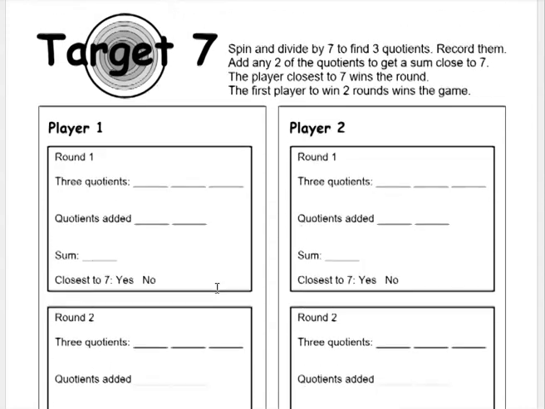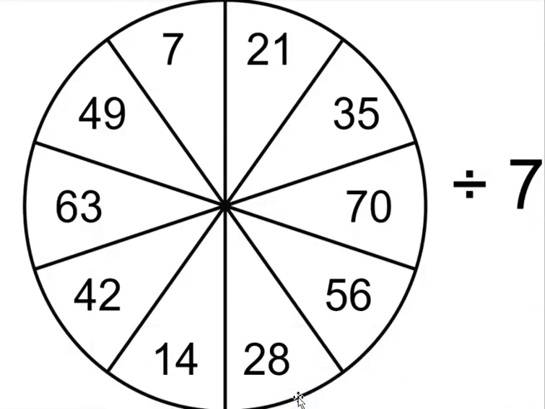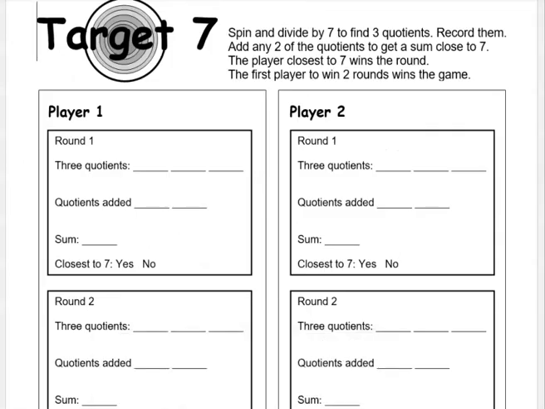First thing you're going to do, you see we have two columns here. I'm going to have Miss Clickus over here as player 1, and Miss Chapman over here is player 2. What we have to do is spin the spinner and divide by 7 to find 3 quotients. Then we're going to write them down. So I'm going to spin, and I get 49. And I know 49 divided by 7 is 7. So I write 7 down as my first quotient.